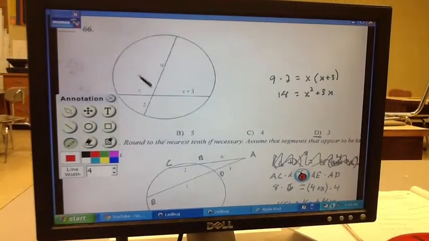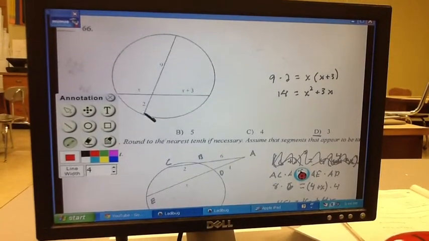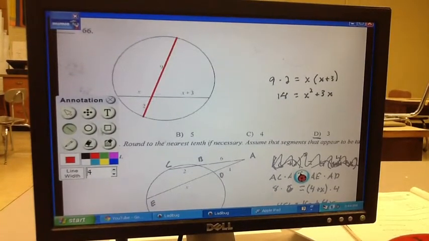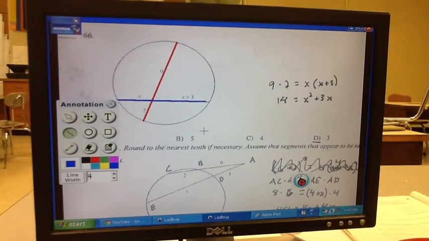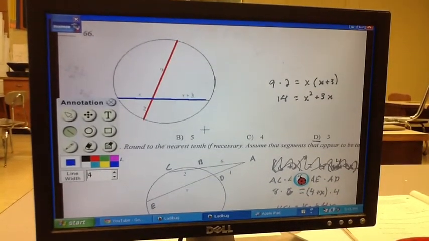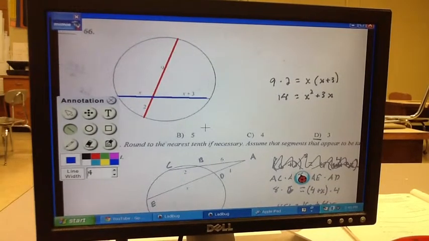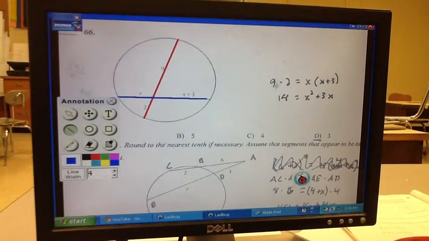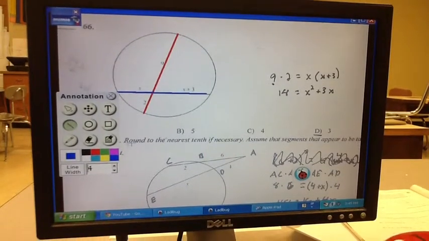Alright, we're now on 66. Same type of question as 65. We're given a red line and the blue line, and they're asking us to find x. When we're asked to find x, remember it's 9 times 2. That's the red line. Let me do it in red. 9 times 2, and x times x plus 3.